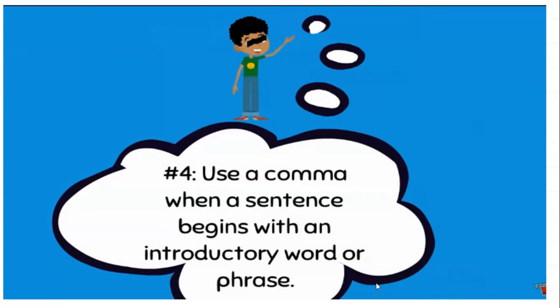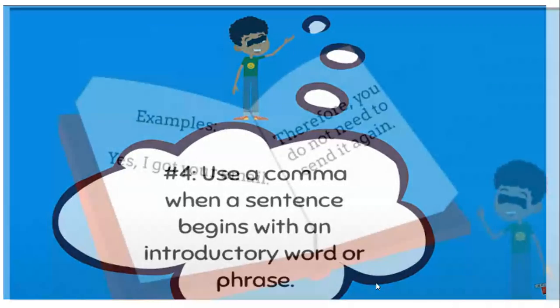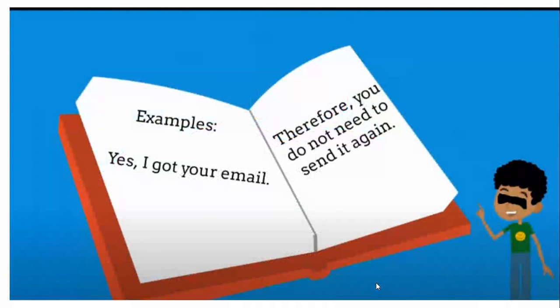Rule number 4. Use a comma when a sentence begins with an introductory word or phrase. So what's that? The example is: Yes, I got your email. Therefore, you don't need to send it again. Yes, comma, because this is an introductory phrase, and therefore is a subordinating conjunction.